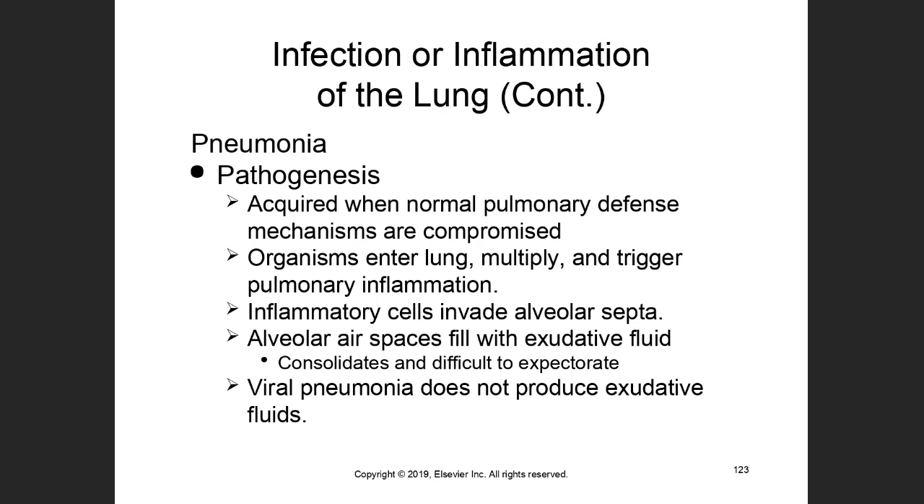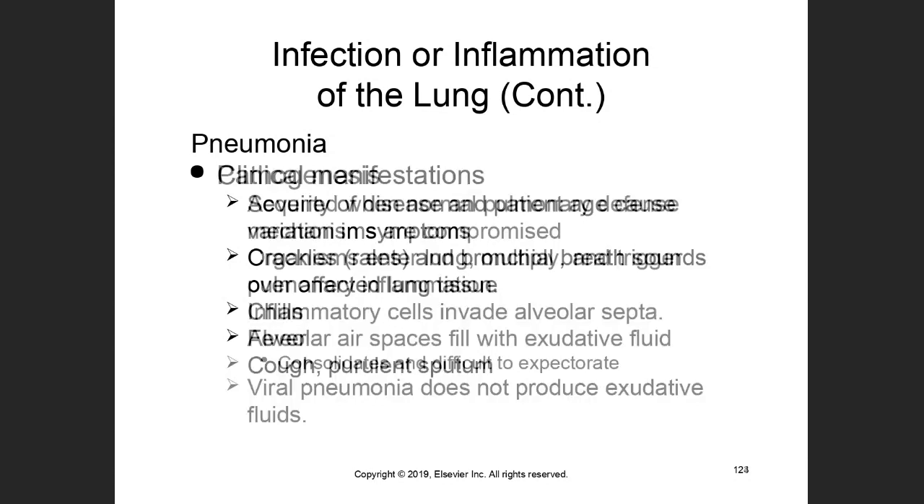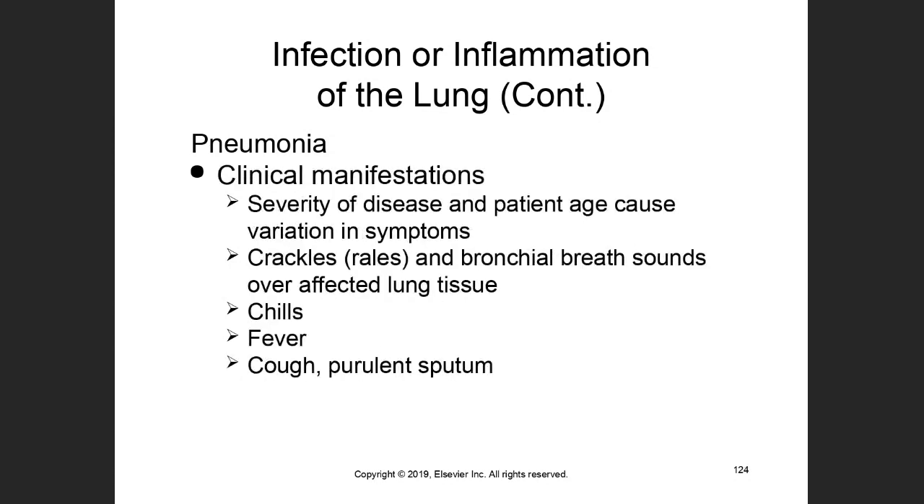Pathogenesis: pneumonia is acquired when normal pulmonary defense mechanisms are compromised. Organisms enter the lungs, multiply, and trigger pulmonary inflammation. That's how you develop pneumonia. Clinical manifestations, of course: the patient is going to have fever, cough, sputum, crackles. Those are sounds in the lungs.